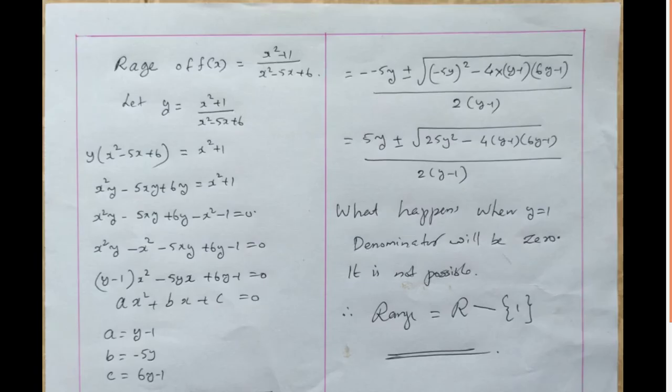To find the range of the function f(x) = (x² + 1)/(x² − 5x + 6), we know that another name for f(x) is y. So y = (x² + 1)/(x² − 5x + 6). When you move x² − 5x + 6 to the left side, y(x² − 5x + 6) = x² + 1. From this equation, we are going to solve for x, keeping x on the left side and all other terms on the right side.